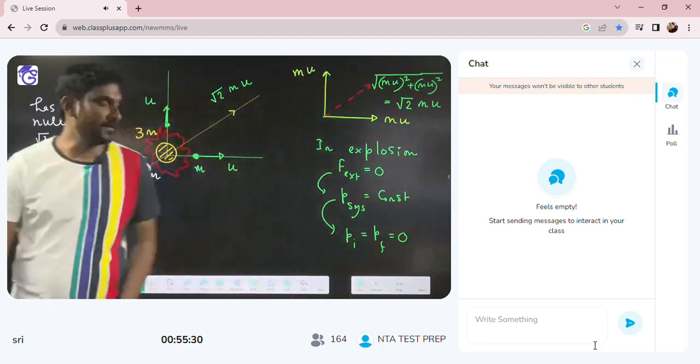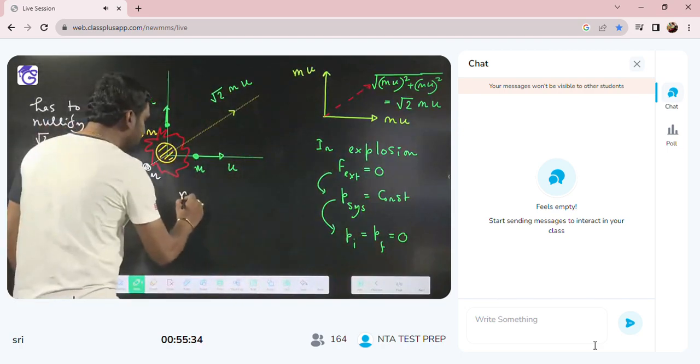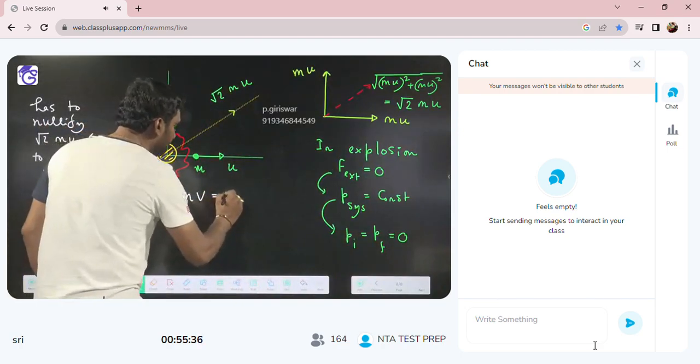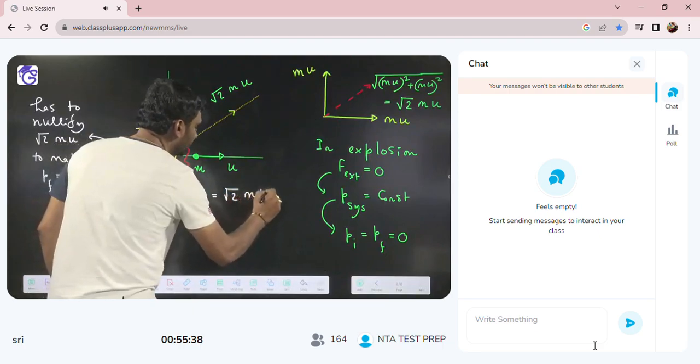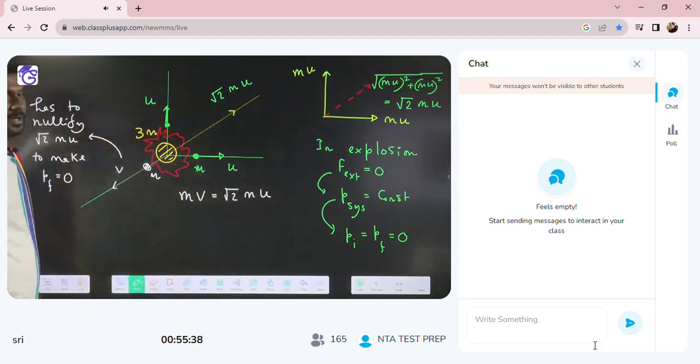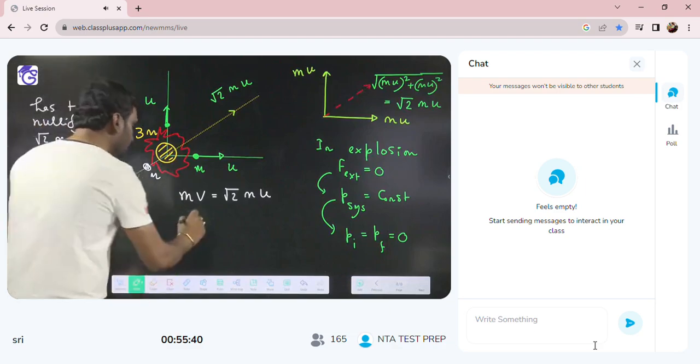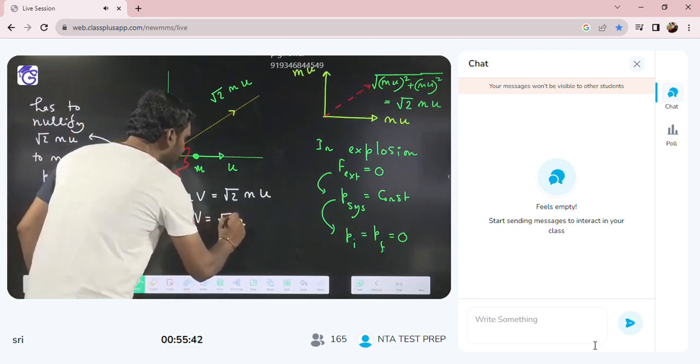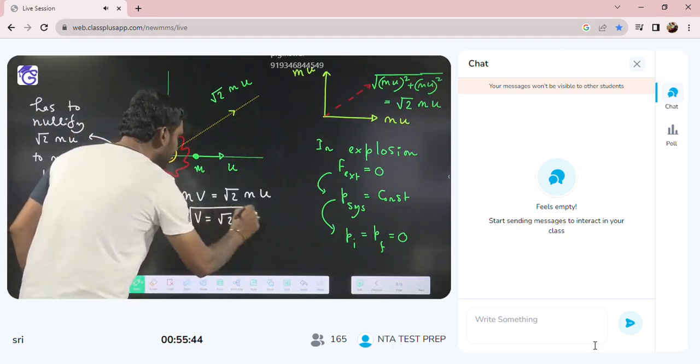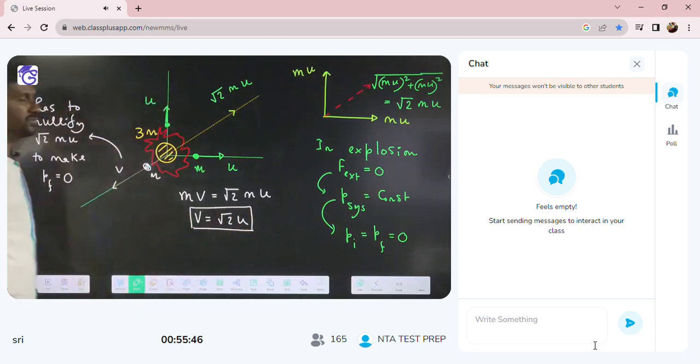Right? Okay, fine. So what we are getting, boys and girls, m into v is equal to root under of 2m into u. So v is equal to how much you are getting? Root under 2 into u. This is what we will get.